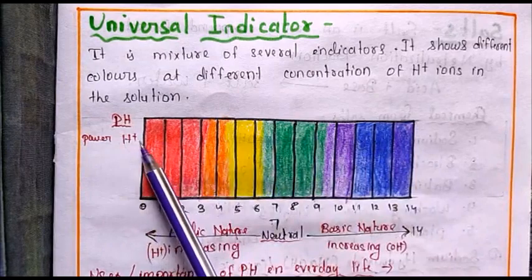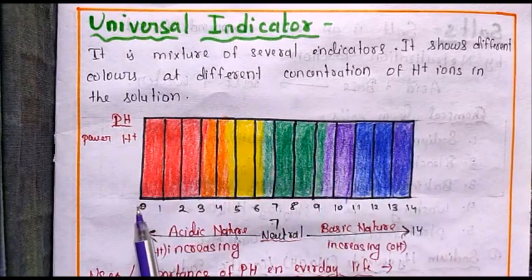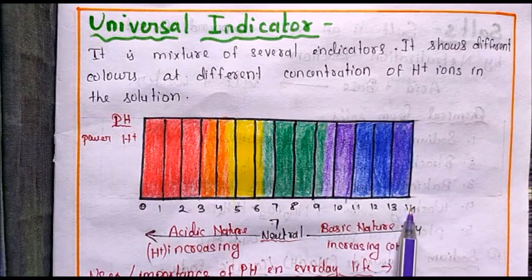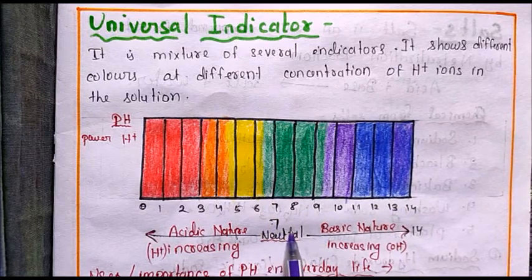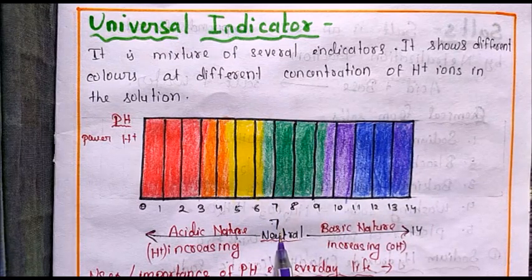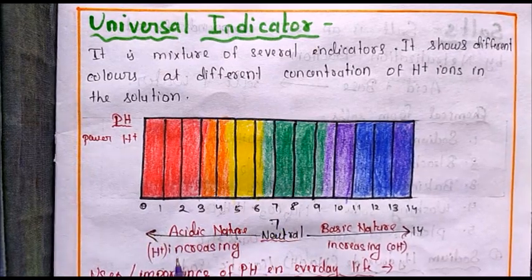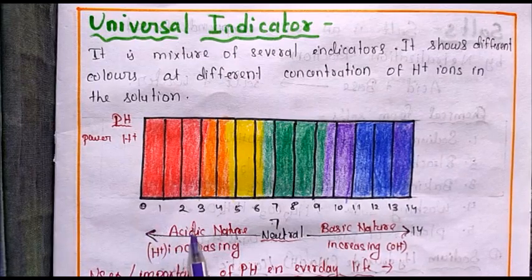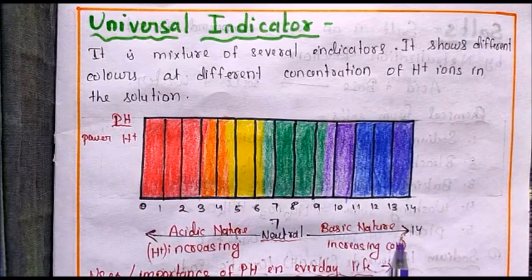pH means power of H+. What is the power of H+? So see here, 0 to 14 numbers are there. 7 is your neutral. That means no acid or no base. The solution or that substance is neutral. When that value decreases from 7, then acidic ion increases, that is the acidic nature of that substance increases. When that value increases, then the basic nature of that substance increases.